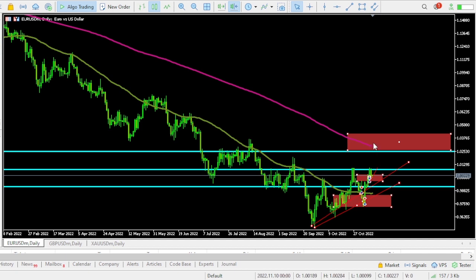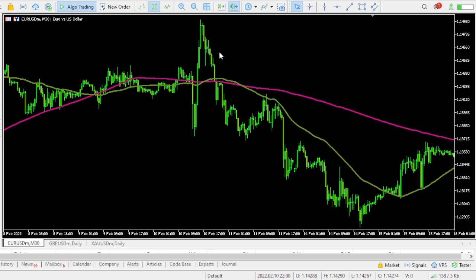Do you understand now? Even if it's still going to continue its downtrend, it will test this 200 period moving average. So let's now go to the 30 minutes and see what we can find there.